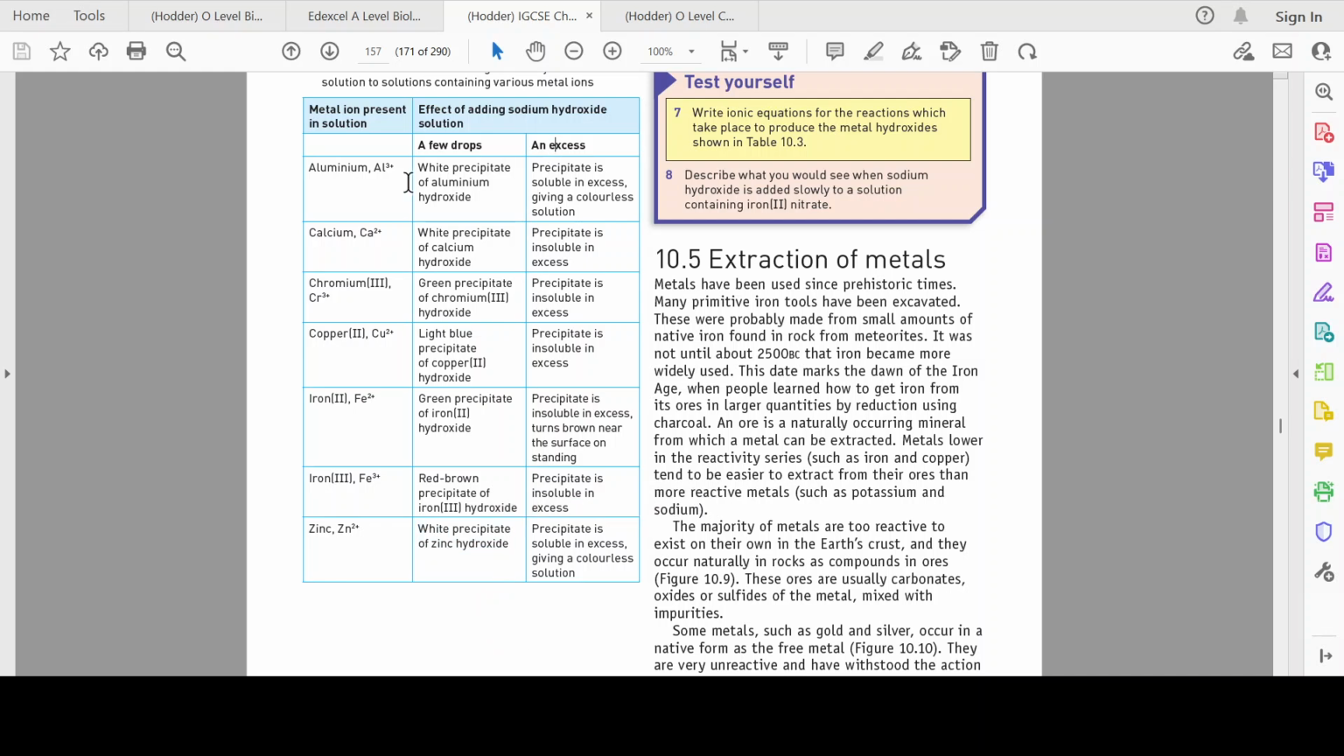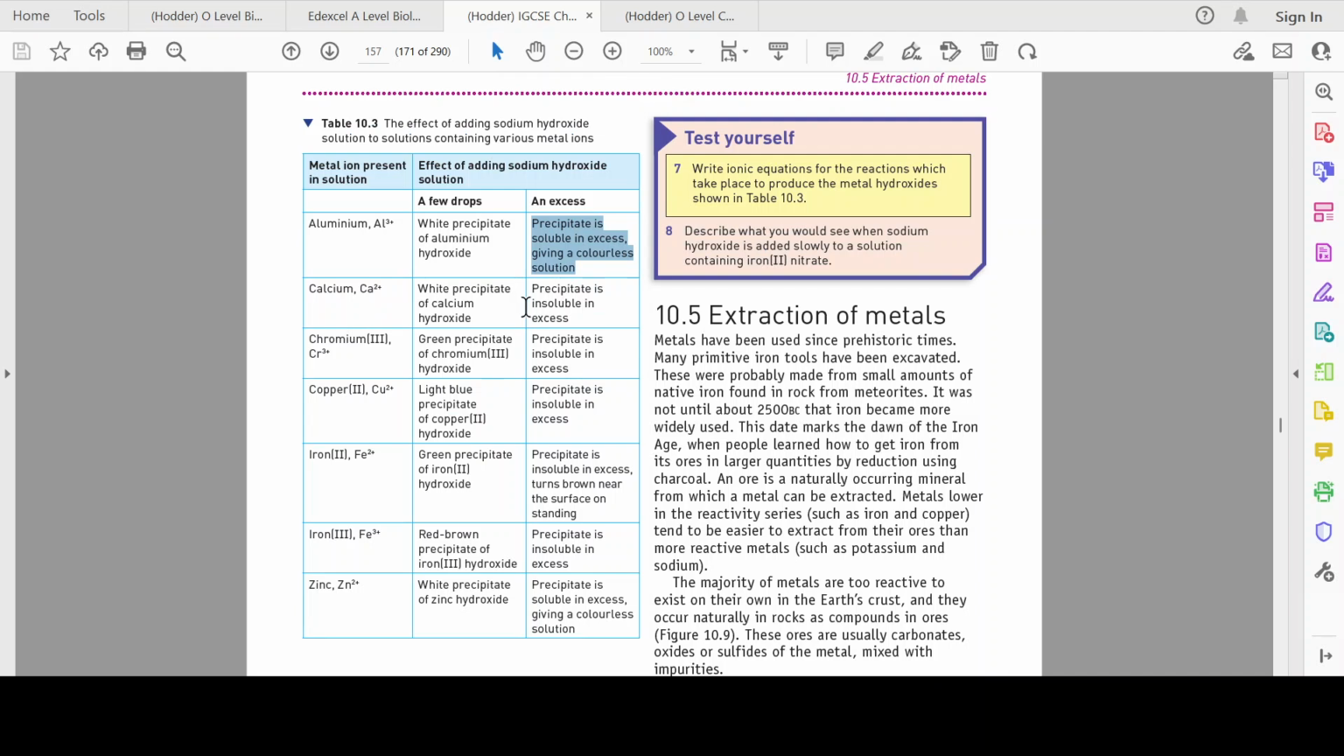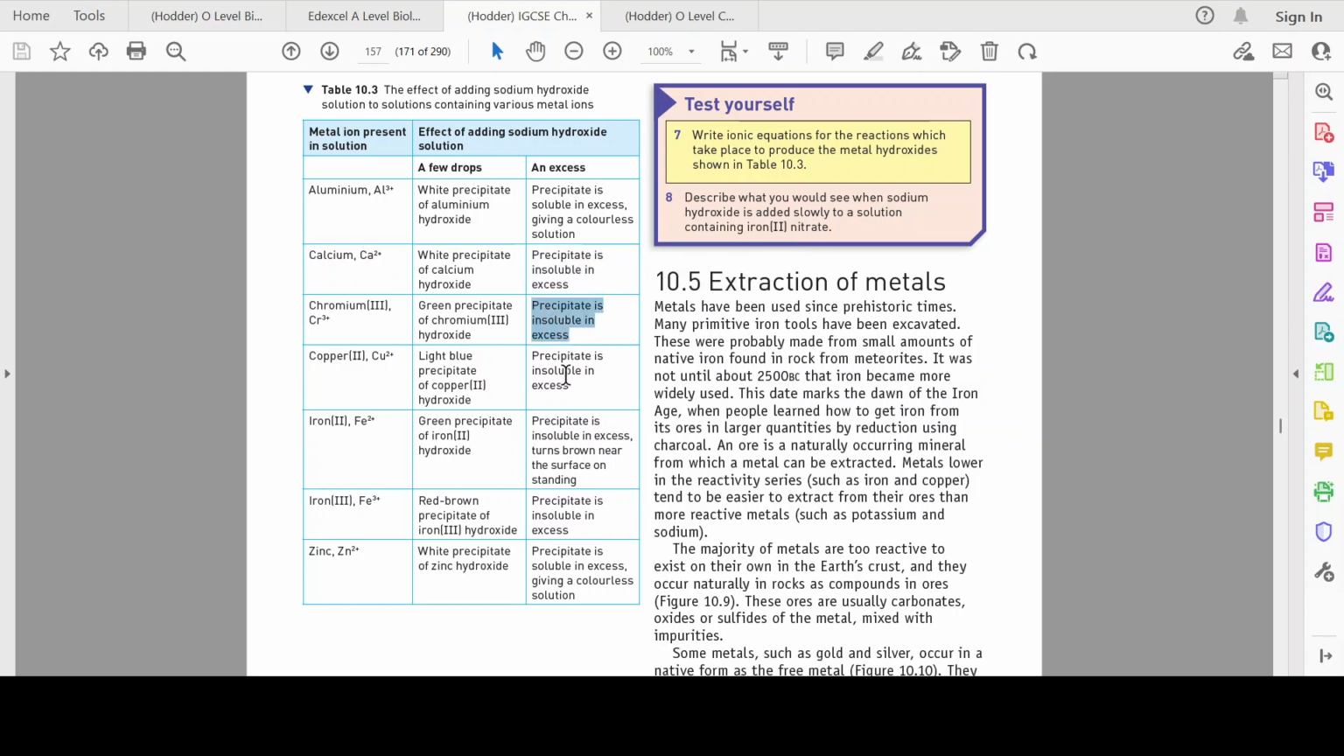What happens when you add excess? Well, aluminium is soluble in excess. Calcium is insoluble. Chromium is also insoluble. The precipitate for copper 2 is also insoluble. And iron 2 is insoluble, iron 3 is insoluble, and zinc is soluble.